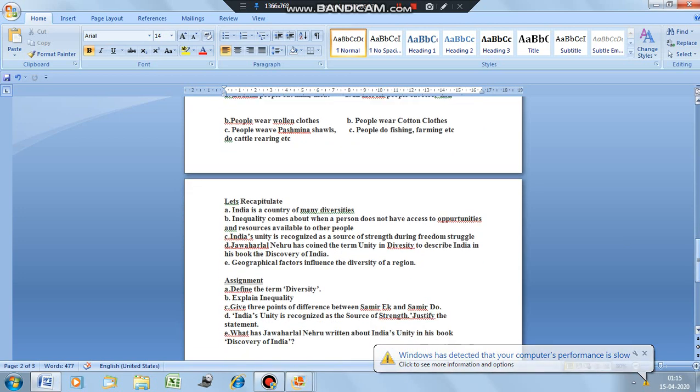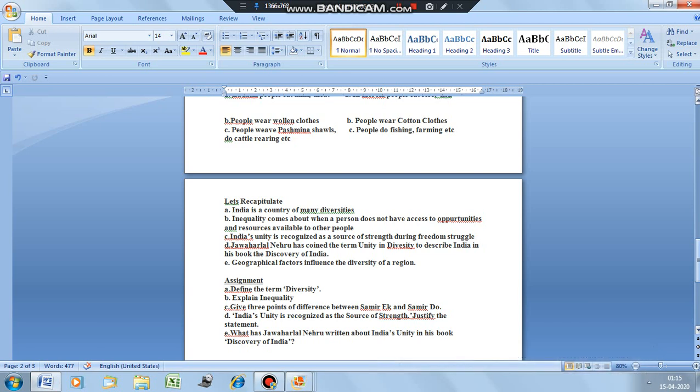So, if we recapitulate what we have learned in today's class, we need to know that India is a country of many diversities. Inequality comes about when a person does not have access to opportunities and resources which are available to other people. India's unity is recognized as a source of strength during the freedom struggle. In his book, Discovery of India, Jawaharlal Nehru coined the term unity in diversity to describe India, and the geographical factors influence the diversity of a region.